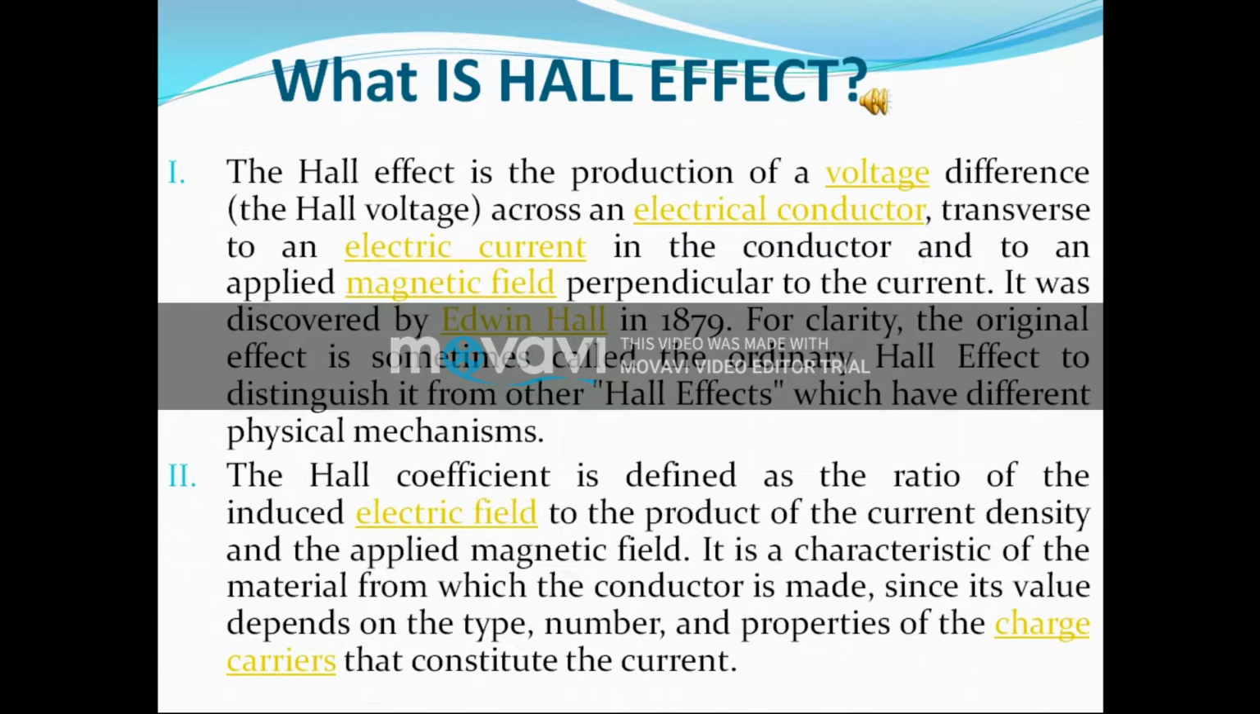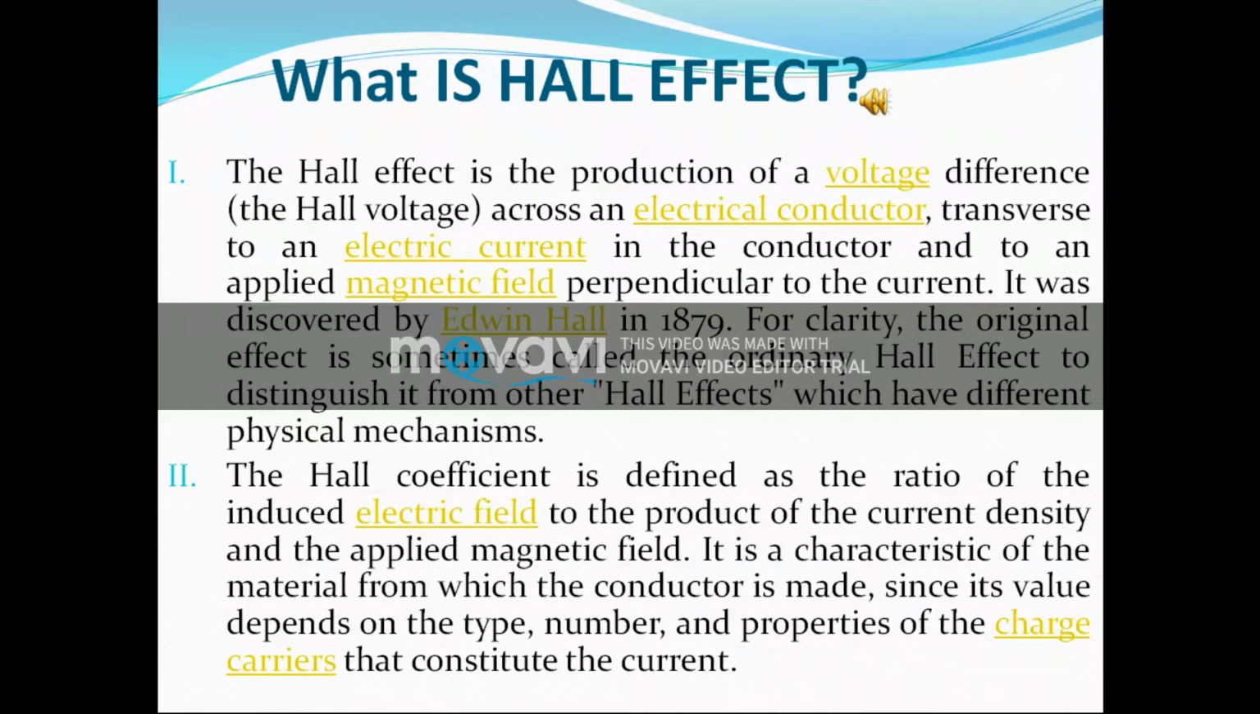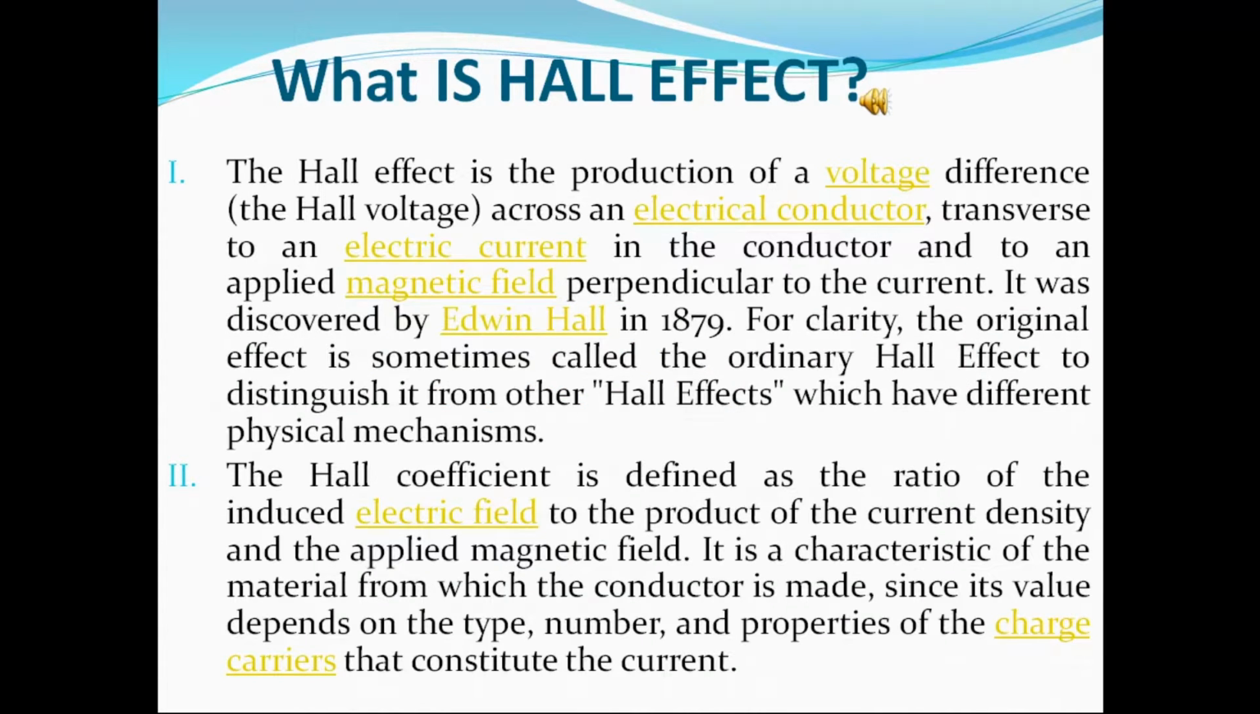For clarity, the original effect is sometimes called the ordinary Hall effect to distinguish it from other Hall effects which have different physical mechanisms. The Hall coefficient is defined as the ratio of the induced electric field to the product of the current density and the applied magnetic field. It is a characteristic of the material from which the conductor is made, since its value depends on the type, number, and properties of the charge carriers that constitute the current.